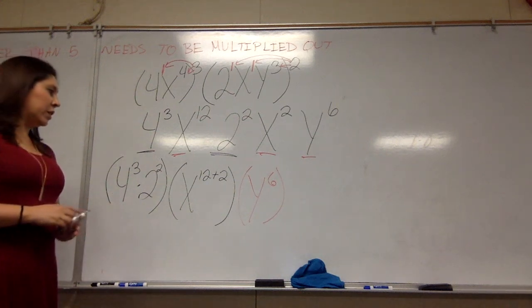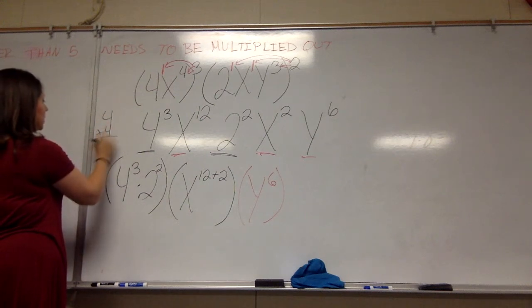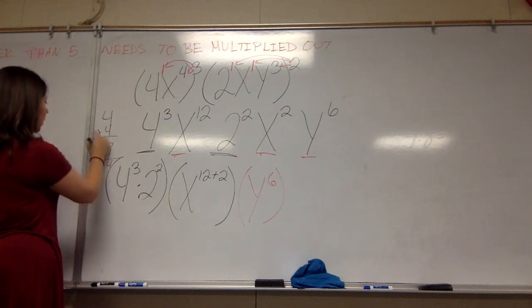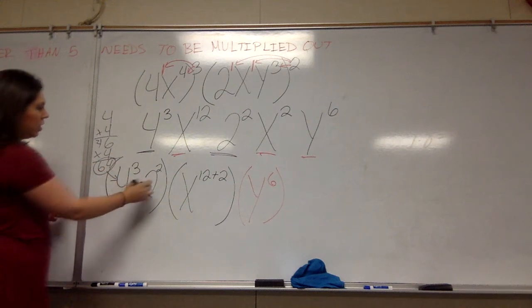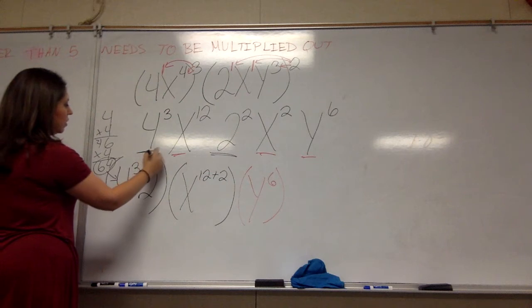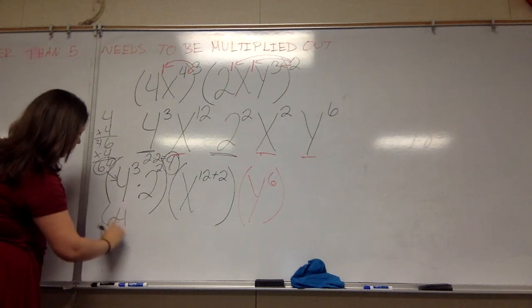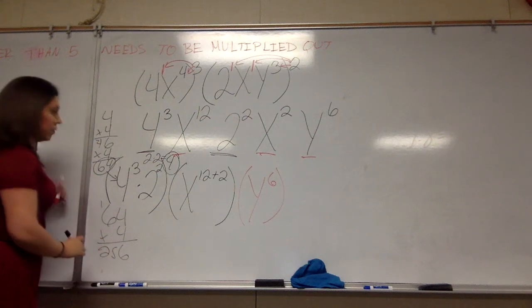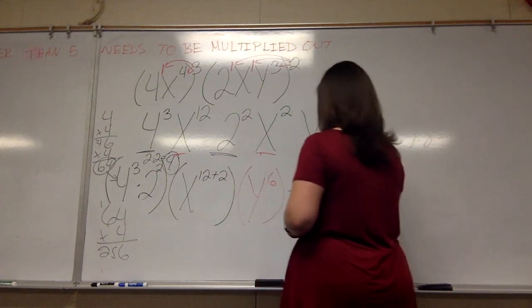We can kind of multiply this guy out. So I have 4 times 4 gives me 16. Times 4 gives me 64. So this is 64. 2 times 2 gives me a 4. So I can do 64 times 4. I get 16, carry the 1, 2, and 5. So I know my answer for the front is going to be 2, 5, and 6.